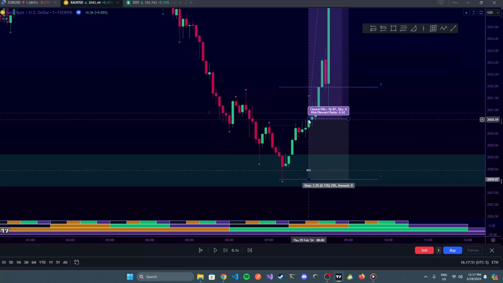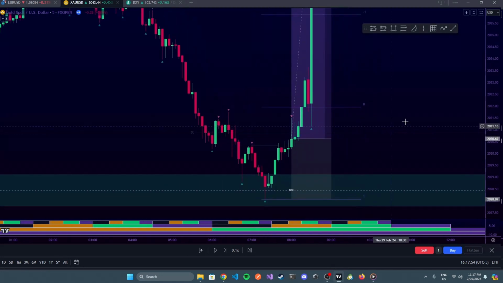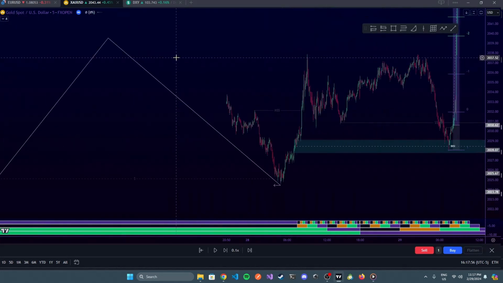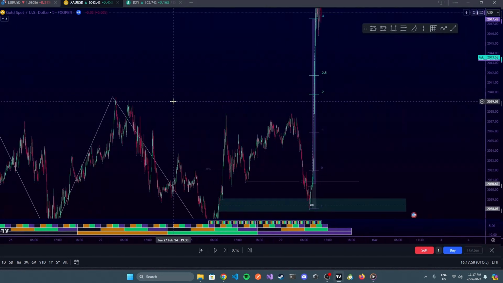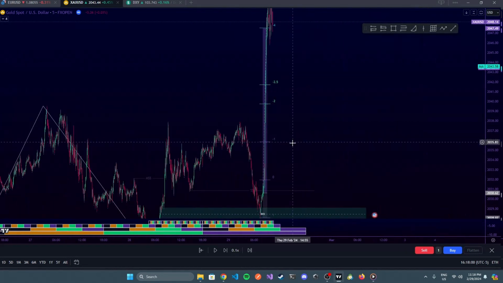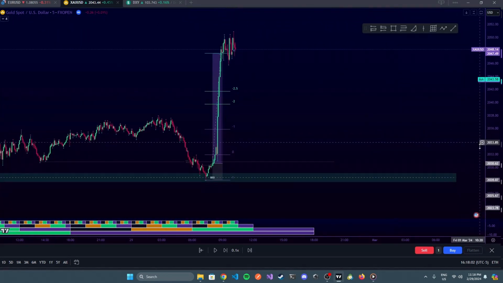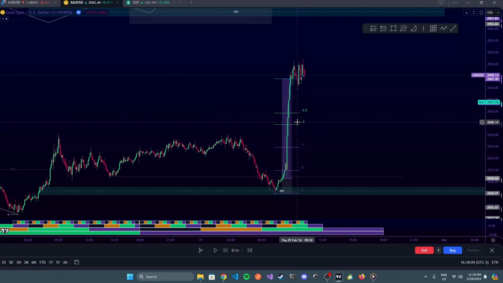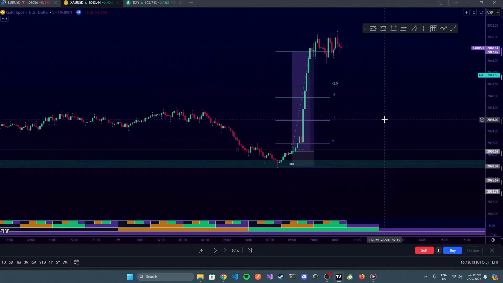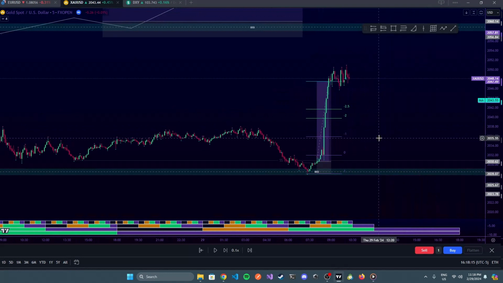Entry on the first candle closure above that high, targeting the B leg high, or if you do want to, you could use the standard deviation to target the -2.5 or -2 levels, take partials and let it walk all the way up to the -4 standard deviation. It's a really cool trick, really good strategy, and it played out really well today for me.